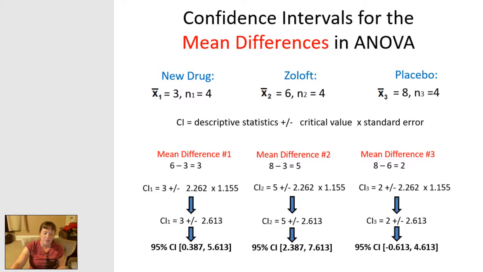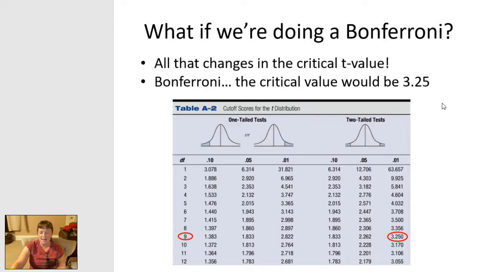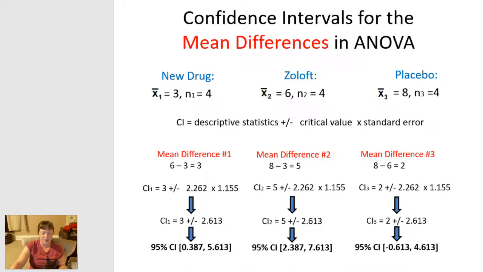And the only thing that would change for these follow-up confidence intervals, if I did a Bonferroni approach, is I would need to plug in the critical value of 3.250 into these equations instead of 2.262. And then I will be taking a Bonferroni approach to the follow-up t-tests.